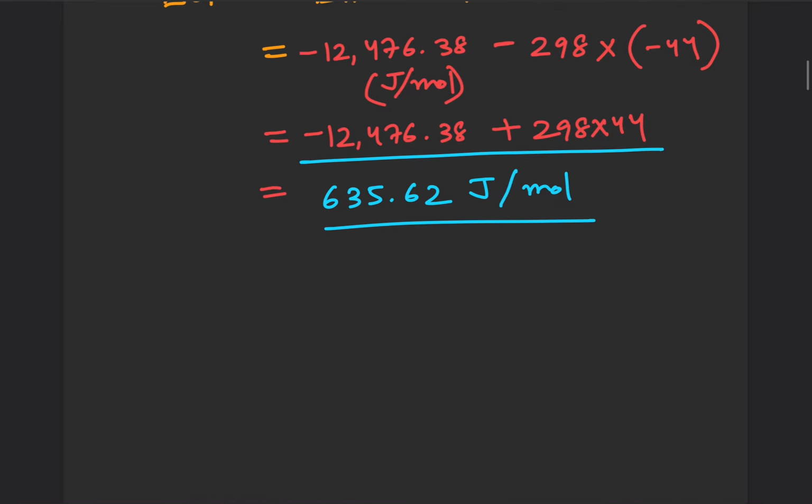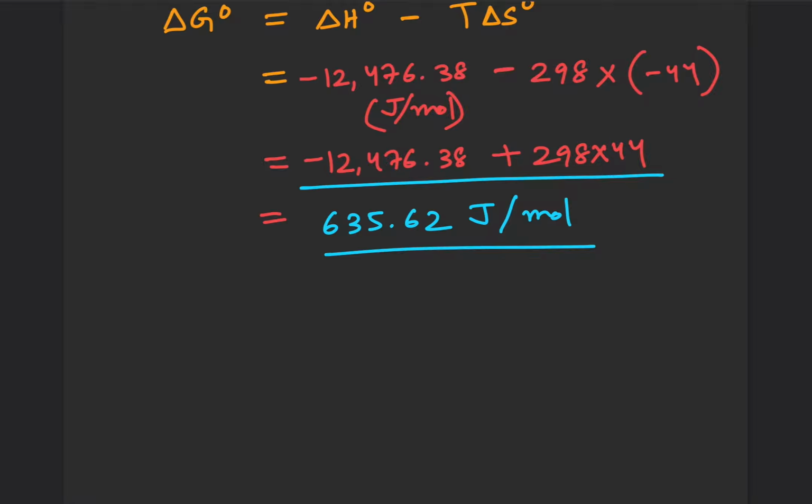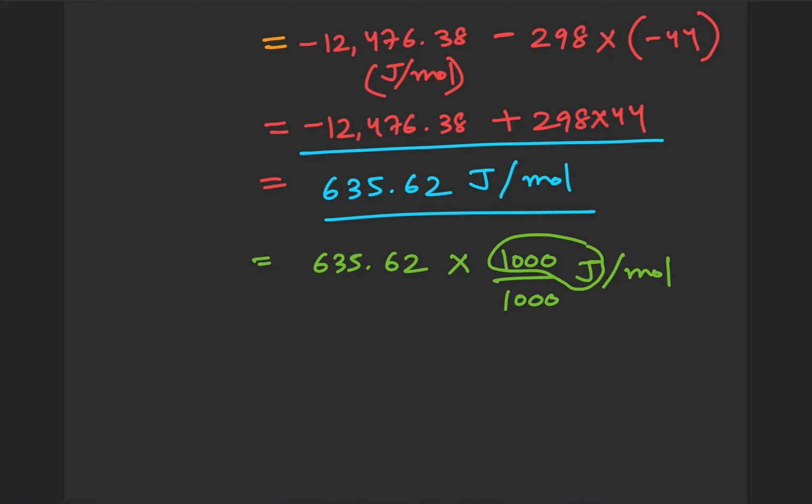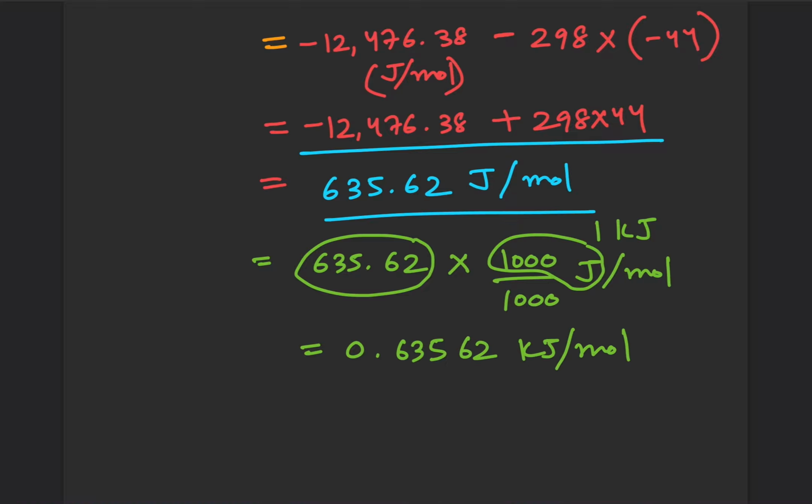And to find it in kilojoules per mole, because all the options have the value in kilojoules per mole, what we do is 635.62 into 1000 divided by 1000 joules per mole, which is not going to change anything. And we know that 1000 joule is 1 kilojoule, so we are left with 635.62 divided by 1000, which is 0.63562 kilojoules per mole. So this is the delta G naught value in kilojoules per mole.